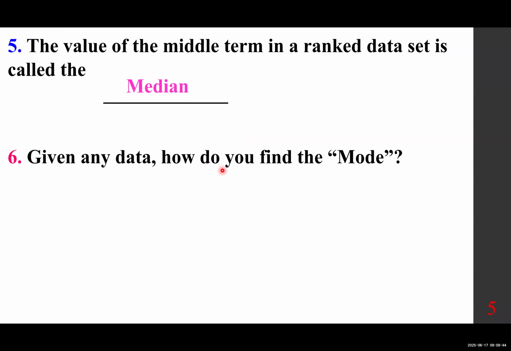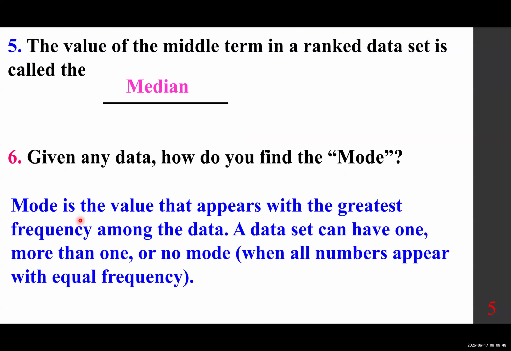Given any data, how do you find the mode? Mode is the value that appears with the greatest frequency among the data. A data set can have one, more than one, or no mode when all numbers appear with equal frequency. So basically, you rank them. The one which happens the most is the mode. And we could have more than one. That's why we can have one, which is called unimodal, or otherwise.